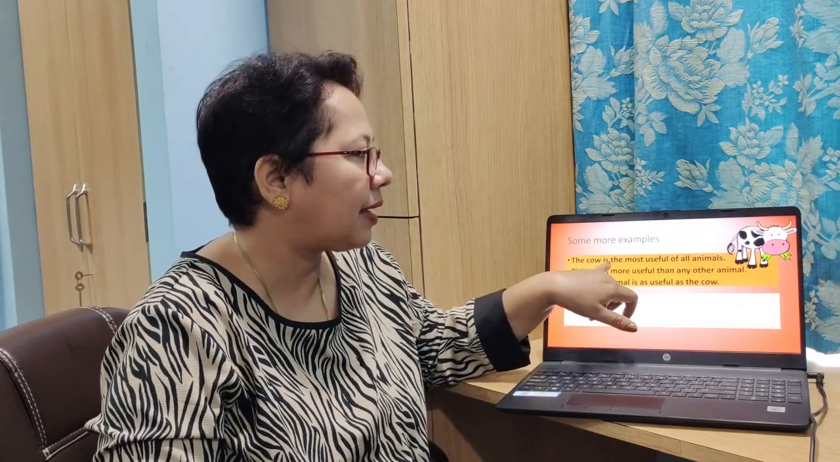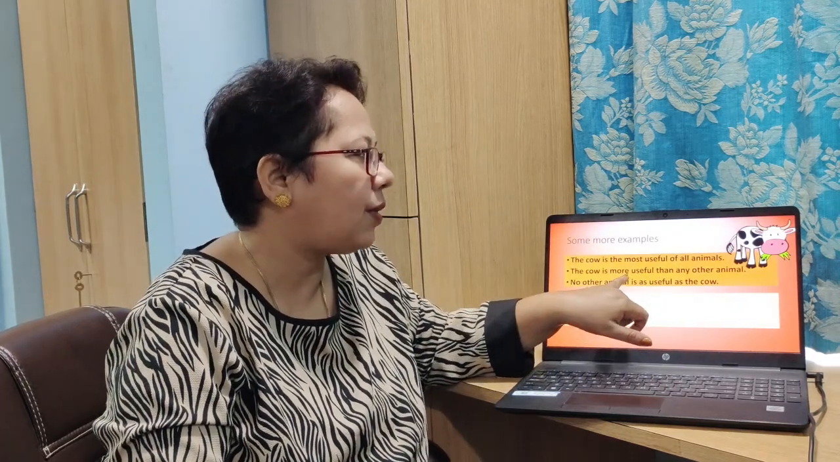When we talk about words like useful, we cannot have usefuler and usefulest. So how do you bring about the difference and show the positive, comparative and superlative? Very easy. It will become more and most. So if I begin with, the cow is the most useful of all animals. So the one of its kind.